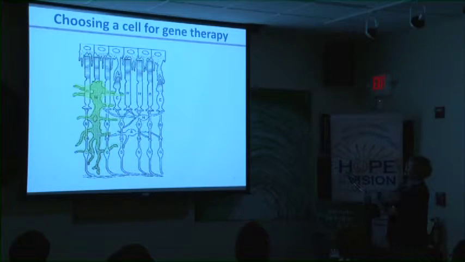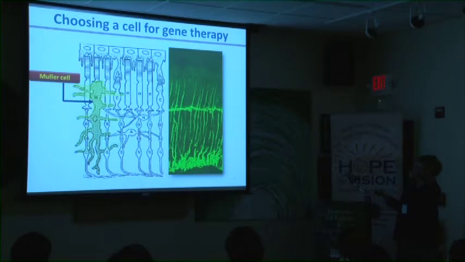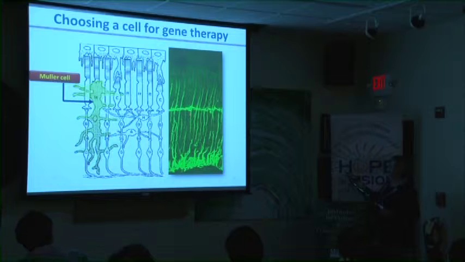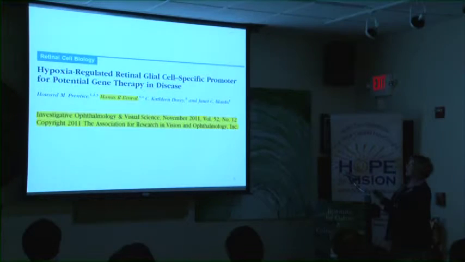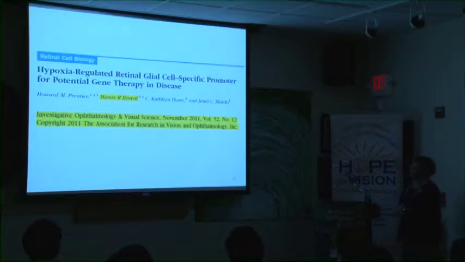So in trying to decide what cell to use, we chose the Mueller cell because it extends from the region of the inner segments all the way to the inner limiting membrane. And again, those abnormal vessels are all down in this region here. So we thought a Mueller cell would be a great target to produce that endostatin. And this is just a picture of a mouse retina with lots of GFAP. GFAP is the promoter that we used. It's found in abundance in Mueller cells.